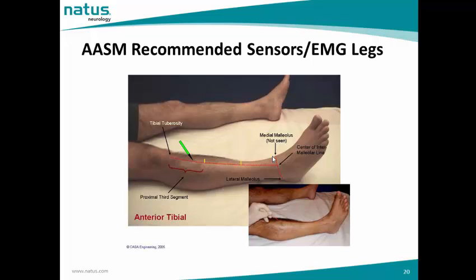EMG for legs. Both legs should be monitored, and this technique is useful in the diagnosis of motor-related sleep movement disorders. Bipolar electrodes should be placed vertically over the anterior tibialis muscle belly, and those electrodes should be separated by 2 to 4 centimeters apart from each other.